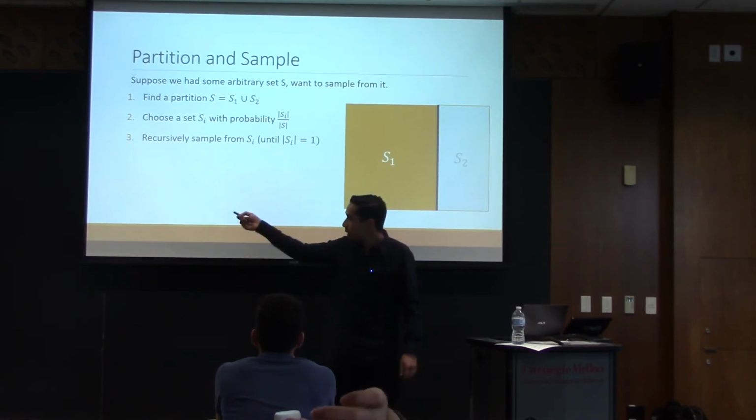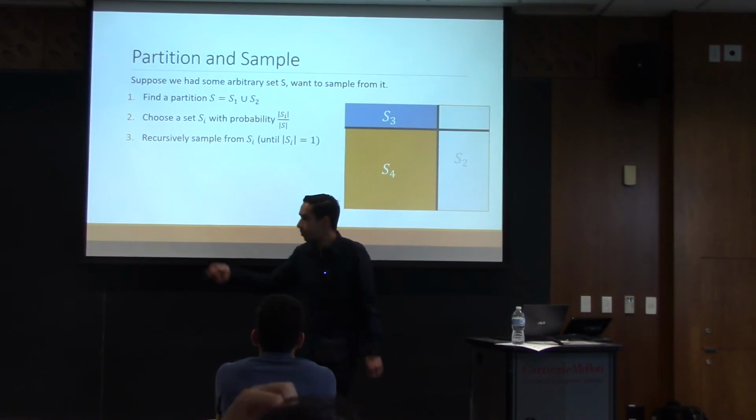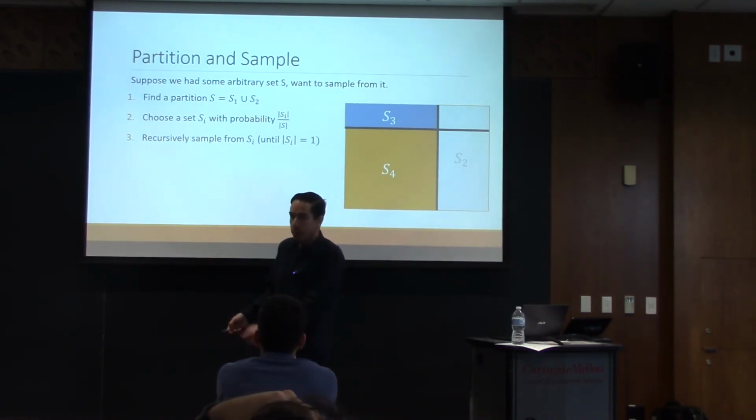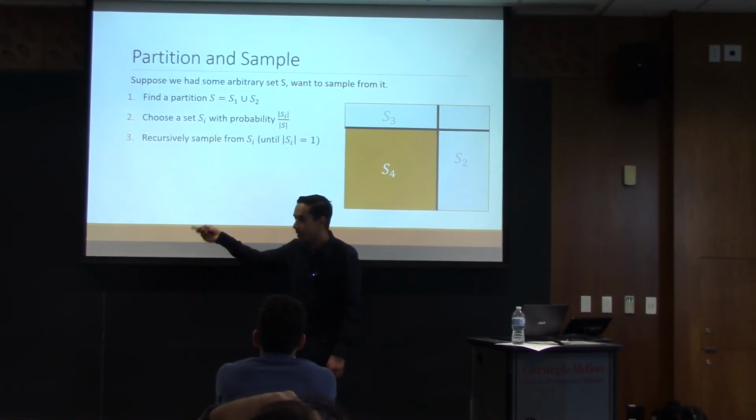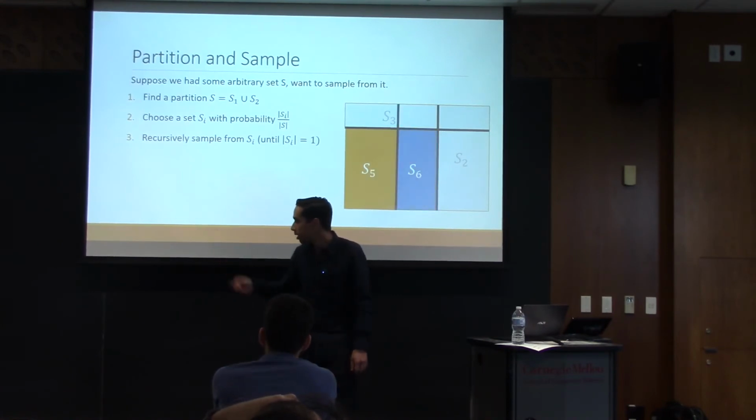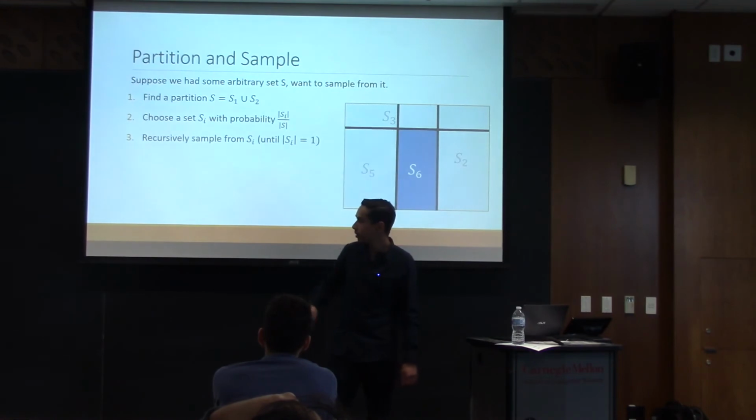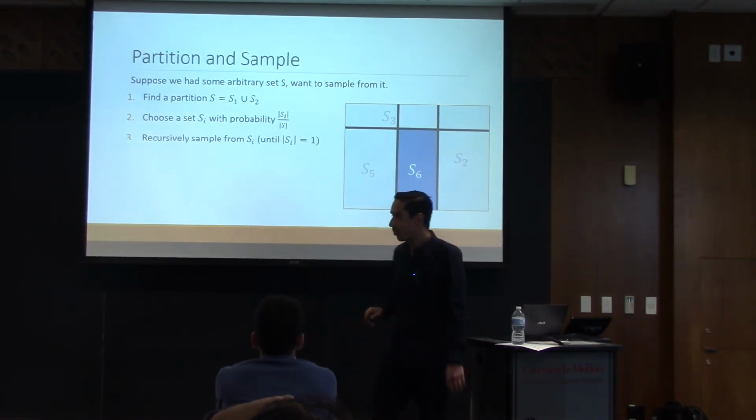So what am I doing here? Now I have S1. I'm going to cut it up again into a partition, S3 and S4. I'm going to flip a biased coin. Let's say it chooses S4. I was more likely to choose S4 because it's slightly larger. And I'm just going to repeat this process. Cut it up again, flip a coin, and choose one side. I keep doing this until there's just one element. This is a high-level, simple way to get a uniform sample.